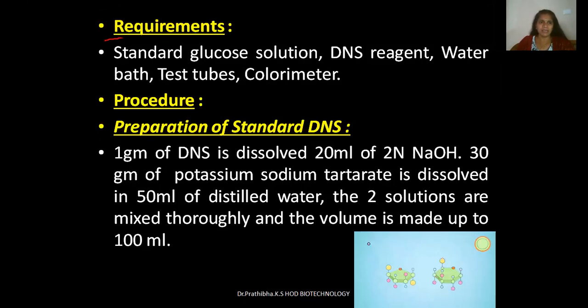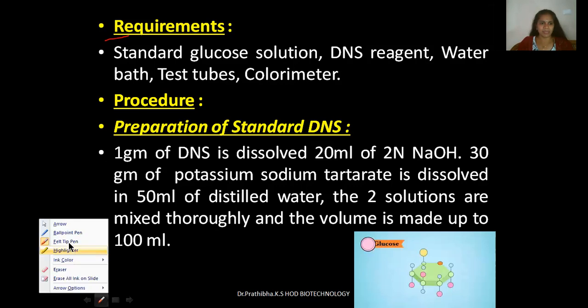Now let us go through the requirements. What are the requirements we need in this particular experiment? We need standard glucose, then DNS reagent, then a water bath, then test tubes, then a colorimeter and other accessories. Then let us go through the procedure.